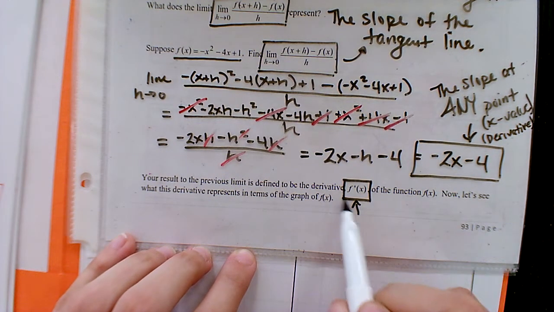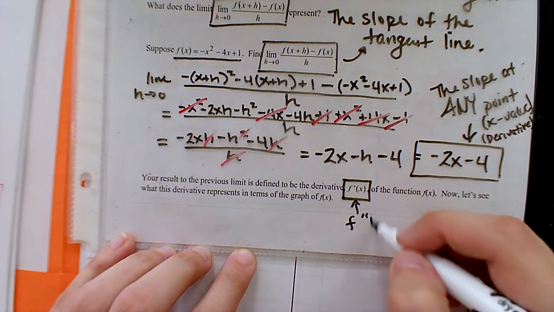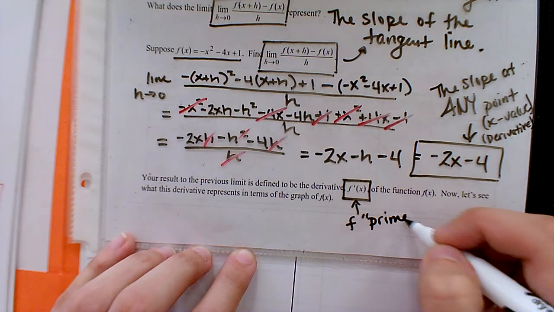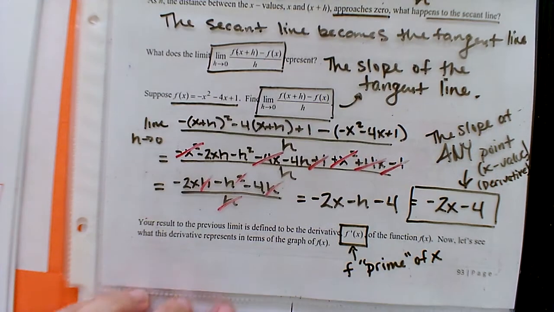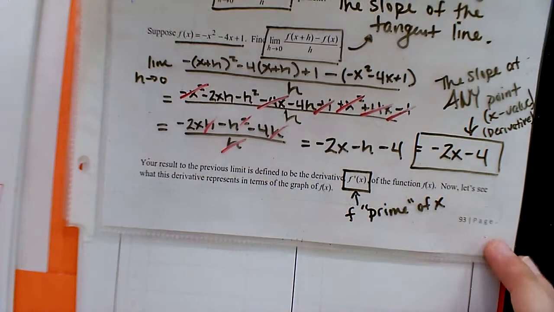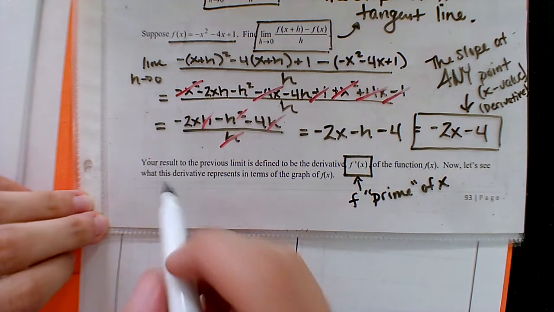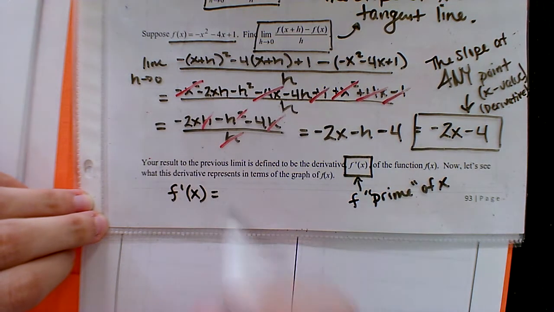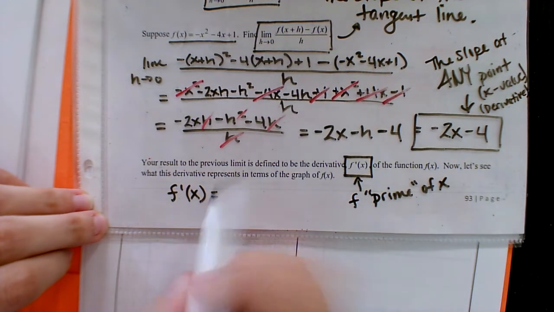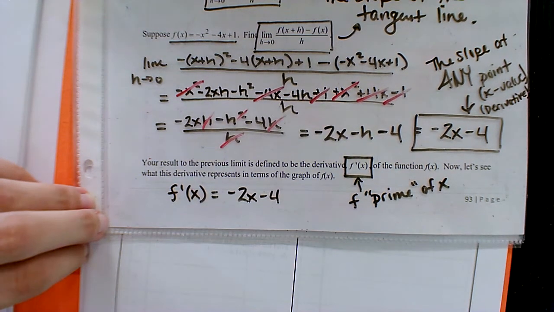Okay, so this is called the derivative of a function. Instead of saying that every time, you can say f prime of x. Okay, but that represents the derivative of a function. Okay, the slope at any point. So in our last example, we would say f prime of x, the derivative, is negative 2x minus 4.